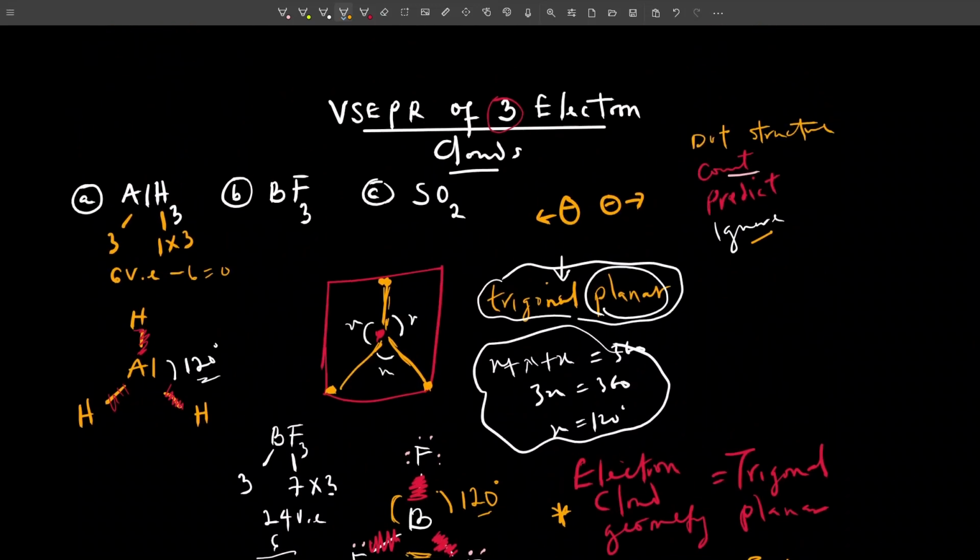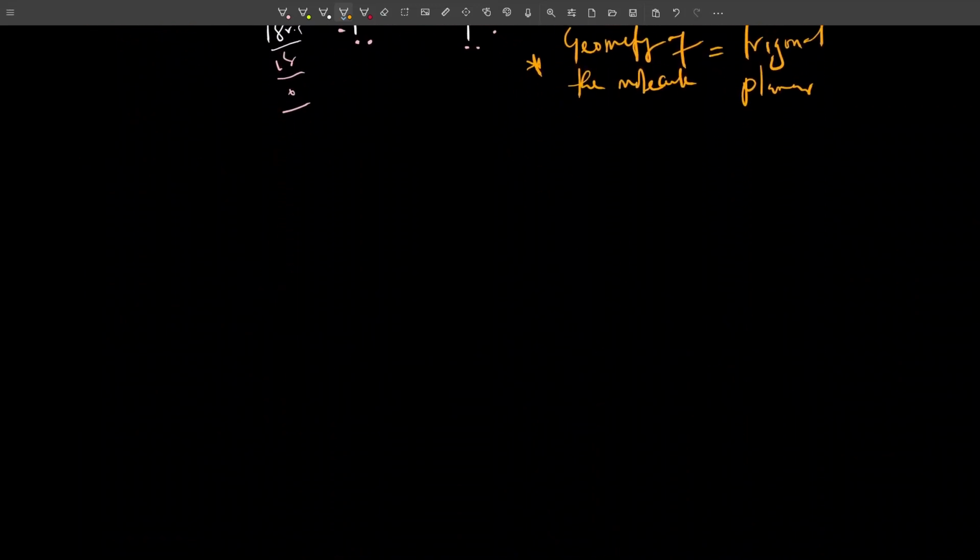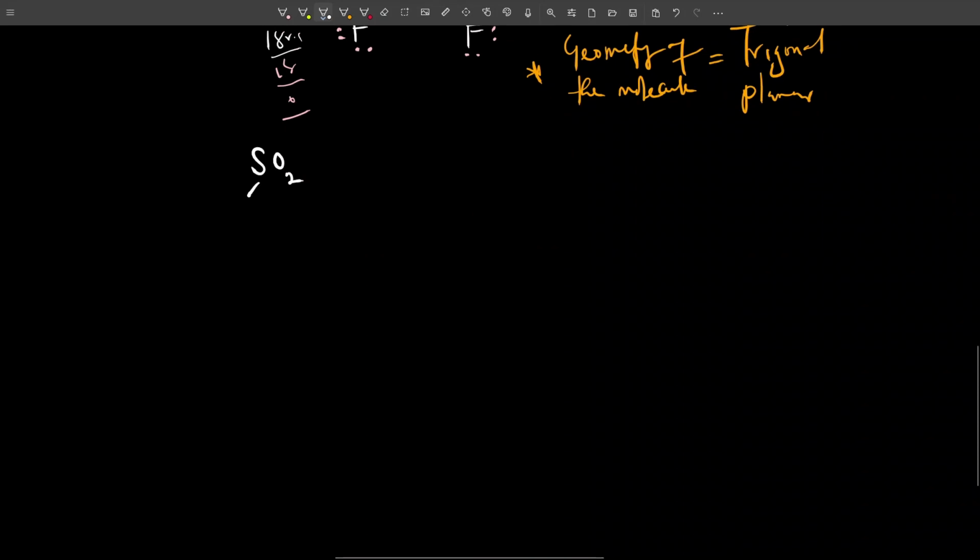Okay, lastly, we have SO2. So let's quickly wrap up on this. We have SO2. Again, let's draw the Lewis structure. S is 6 valence electrons. Oxygen is also 6 valence electrons times 2. That will give me 12. 12 plus 6 will give me 18 valence electrons.